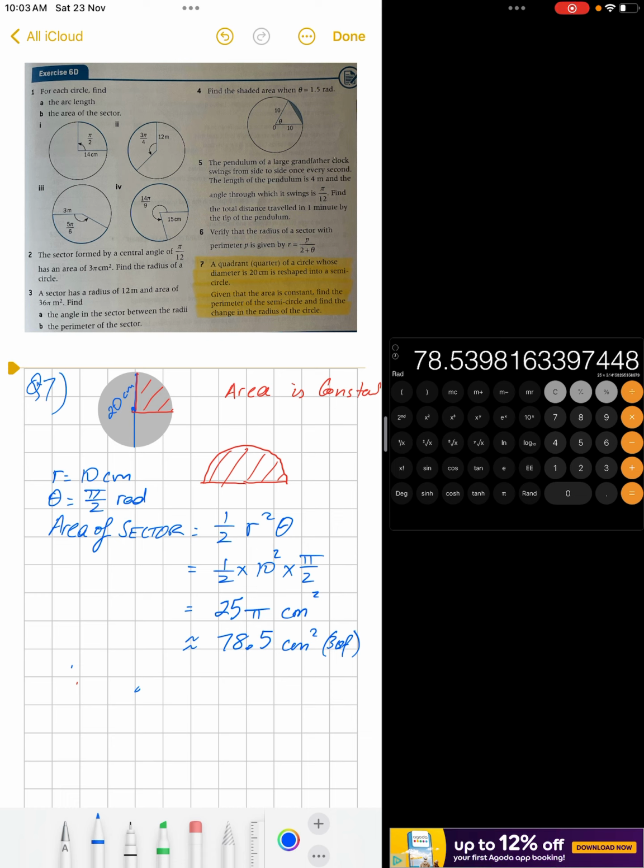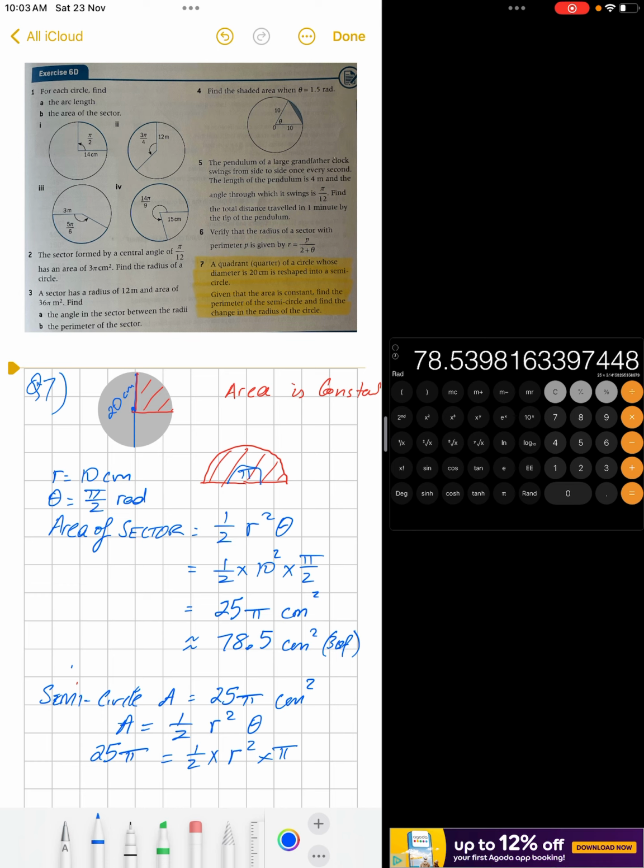So let's go back and say now this semicircle has an area of 25 pi square centimeters. And the area of a semicircle is still half r squared theta. So let's substitute the area as 25 pi, half the radius squared, we don't know, that's what we're trying to find, and the angle of a semicircle is pi radians.